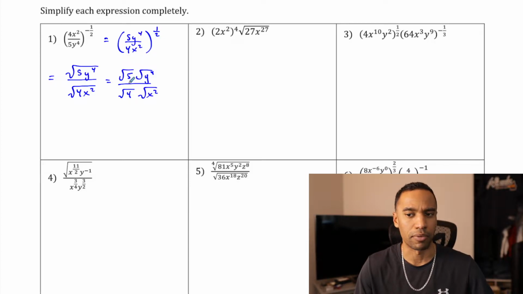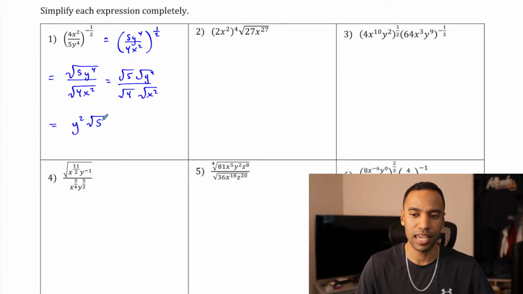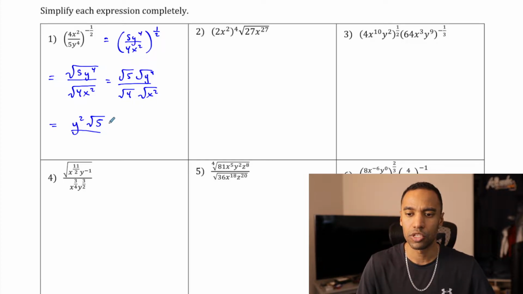I'm going to have to do that with numbers, so here it is. The square root of y to the 4th, 4 divided by 2 is 2, so that becomes y squared. So on the top, I get y squared. And there's still the square root of 5. See, I can't take the square root of 5, so I'm going to leave it like that. We'll see that a couple times in here, I think. The square root of 4 is 2, and I'm going to turn that into that down below.